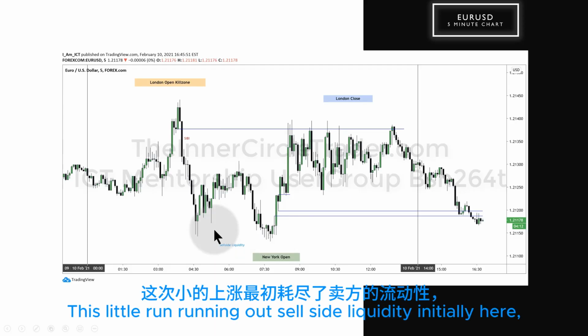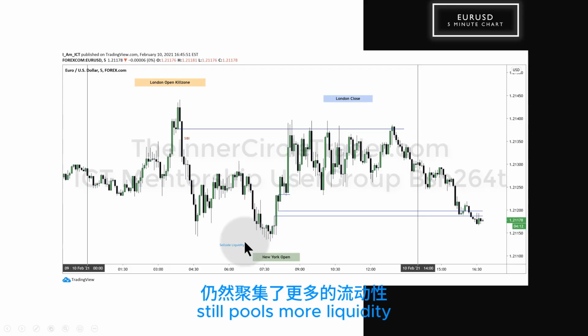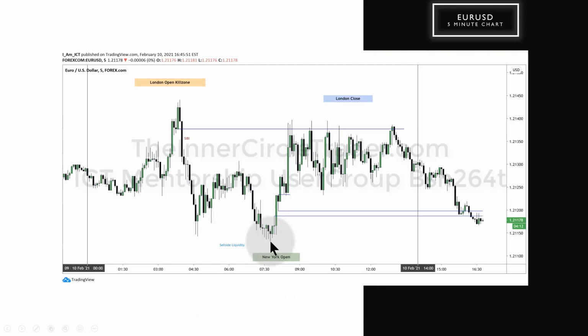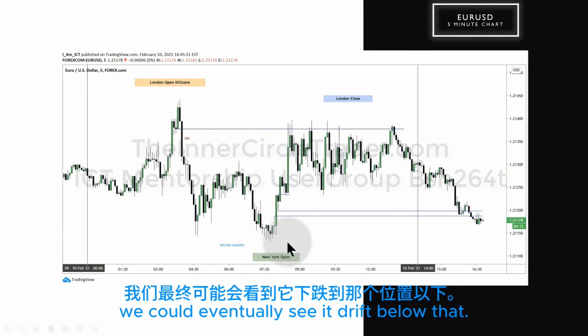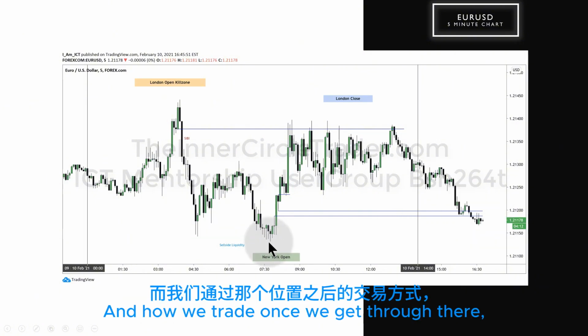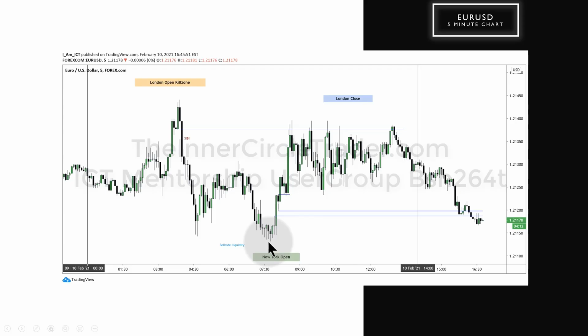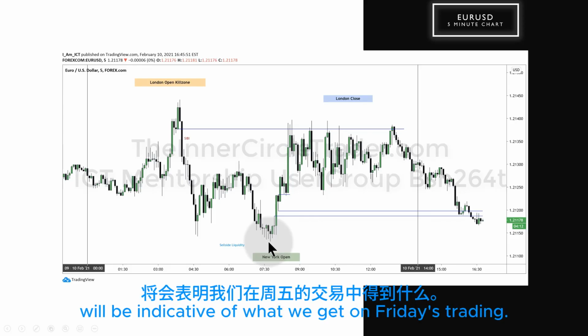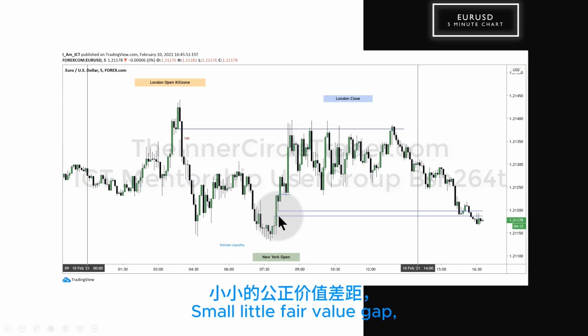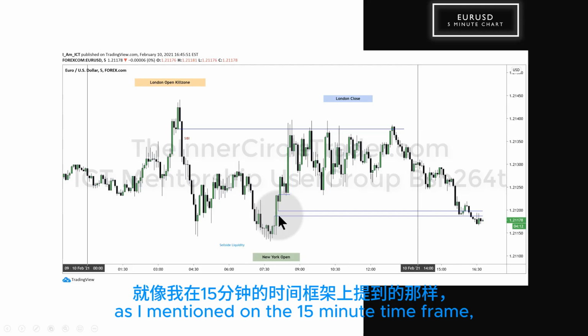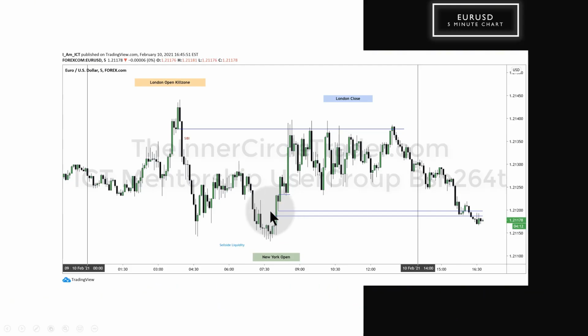This little running out sell side liquidity initially here, just with a shallow run, still pulls more liquidity right below these lows. So we could eventually see it drift below that. And how we trade once we get through there, if at all, will be indicative of what we get on Friday's trading. Small little fair value gap, as I mentioned on the 15-minute time frame, we would see on the 5. That's what this is.